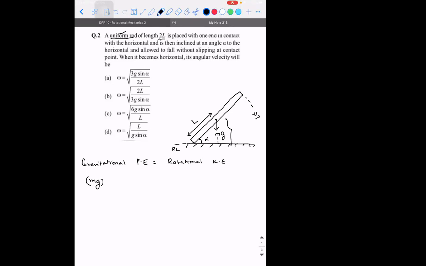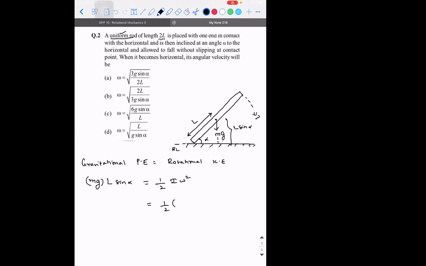What is the height of the center of mass, guys? L sin alpha. Yes, it is L sin alpha. So mg into L sin alpha is equal to the rotational kinetic energy, half I omega square. Here, what should I write for I?